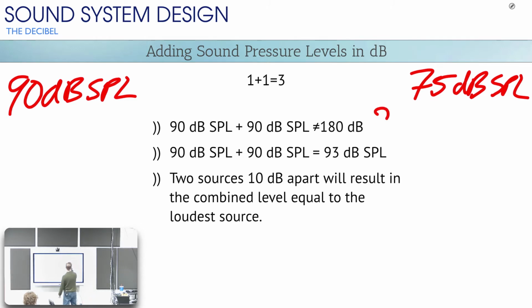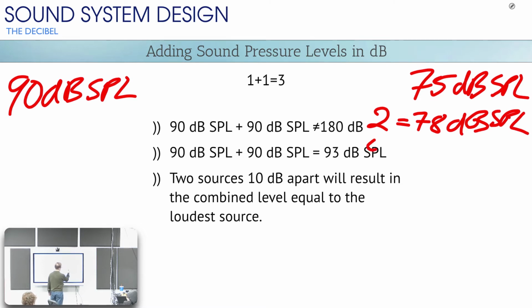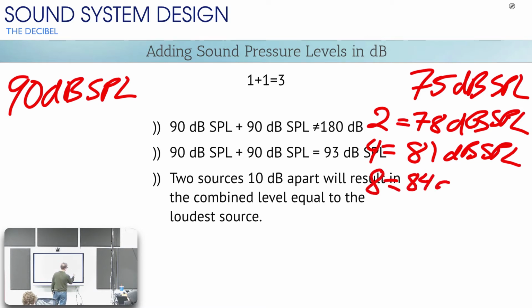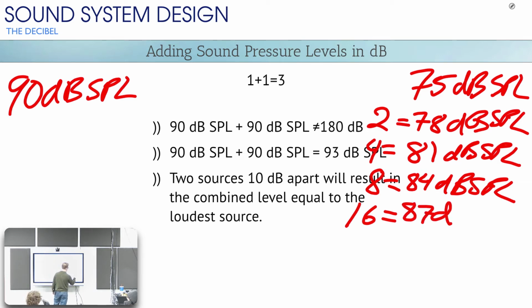So if I go to 2 violins, I would now be at 78 dB SPL, right? 4 violins would be 81 dB SPL. Still not there. 8 violins would be 84 dB SPL. 16 violins would be 87 dB SPL. 32 violins would be 90.